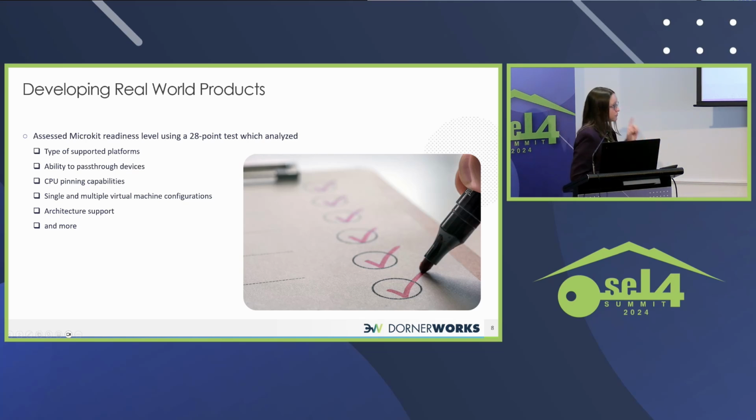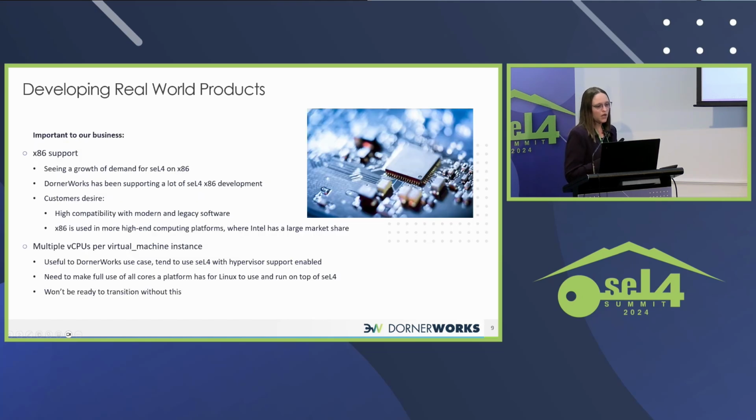So for developing real-world products using Microkit, I assessed Microkit's readiness level for this task using a 28-point test, which analyzed, among other things, the type of supported platforms it has, ability to pass through devices, CPU pinning capabilities, single and multiple virtual machine configurations, architecture support, and others. So Microkit can do almost everything we need it to right now, but there were two things that I highlighted that we really need that are very important to our business at DornaWorks.